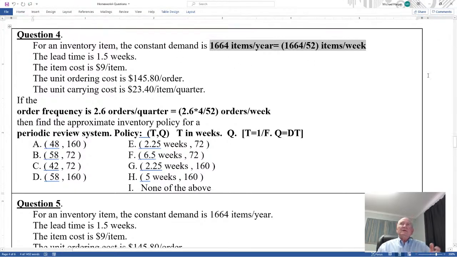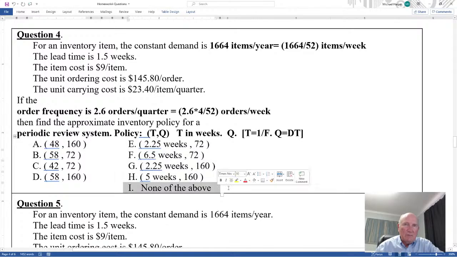Okay, so notice you don't use all this information on the first one. You'll use the information later, but you have to start with this. And there you have it. So now for that order frequency, you have to do the arithmetic and see if one of these is true or none of the above. So that's how you work it.